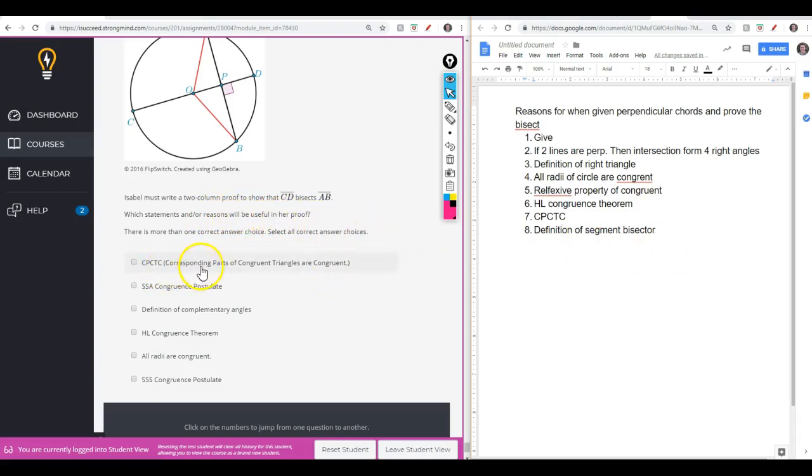Okay, so the CPCTC, we had that listed right there. The side-angle-side could be, it's not necessary. I didn't see it in this. Definition of complementary angles, I didn't see that in our example. I did see hypotenuse leg congruence theorem, and I did see all radii are congruent right here on statement 4. So that's how I would use that example to just list out all of the reasons and use it to answer this question.